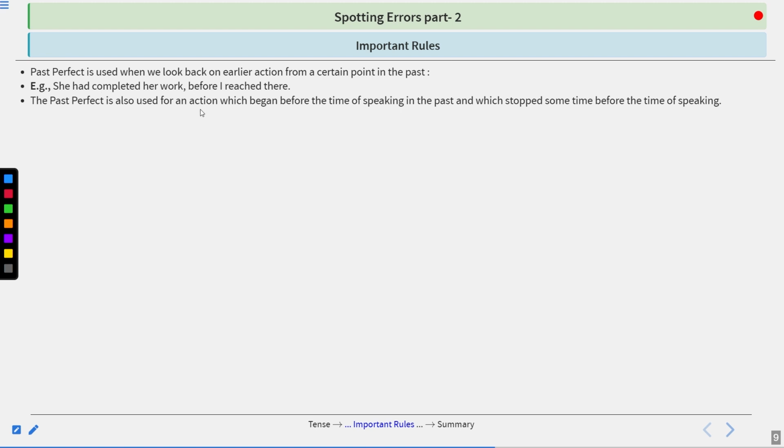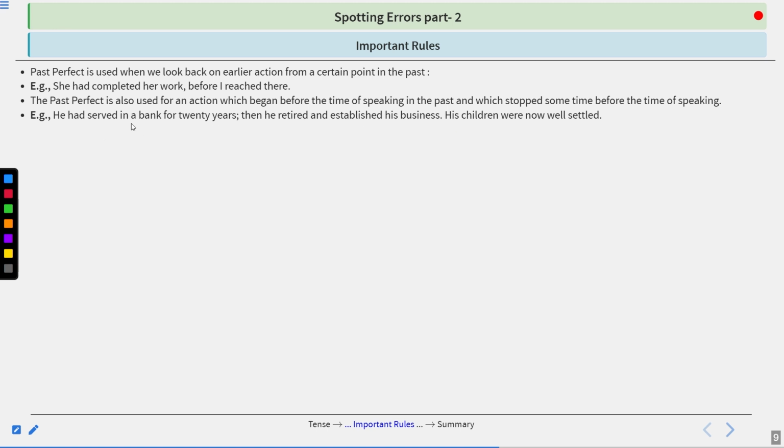The past perfect is also used for an action which began before the time of speaking in the past and which stopped some time before the time of speaking. Example, he had served in a bank for 20 years. Then he retired and established his business. His children were now well settled.